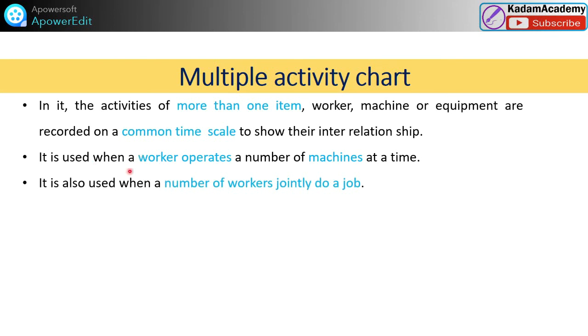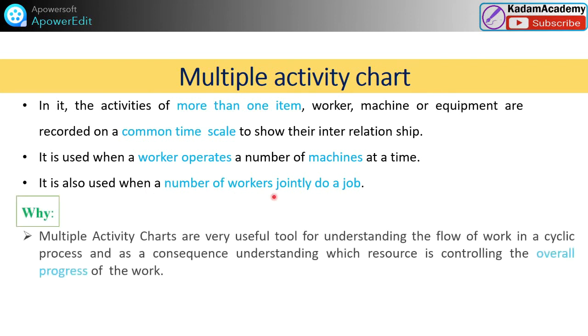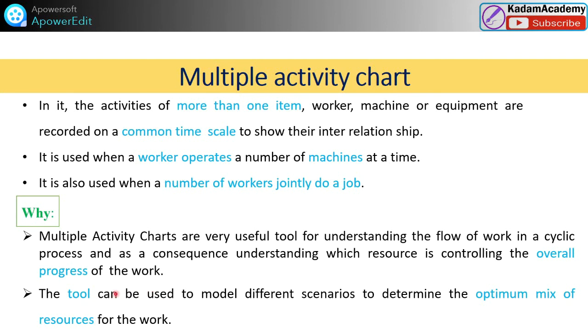Okay. It is used when a worker operates a number of machines at a time, or also when a number of workers jointly do the job. So why study this multiple activity chart? Multiple activity charts are a very useful tool for understanding the flow of work in a cyclic process, and as a consequence understanding which resource is controlling overall progress of work. That also we will come to know.